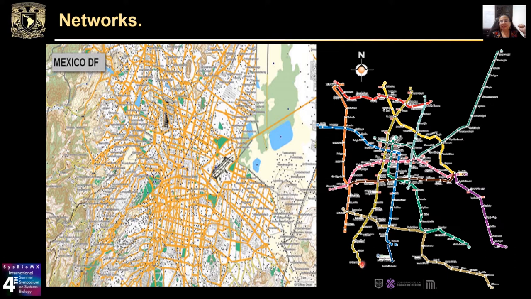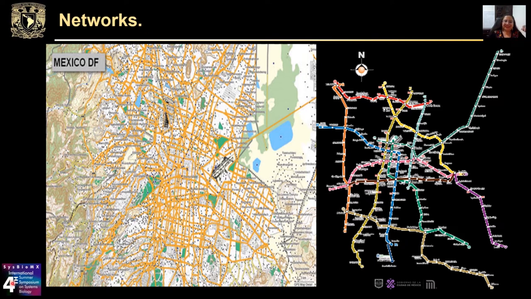So these networks have different ways, different routes to go from one point to the other. And there are central hubs. There are hubs that connect many different lines, these connection stations, like for example Valderas that connects two lines. But there are also central hubs like Pantitlan, a hub that connects many, many different lines, and many of them arrive to it because it can go to different places.